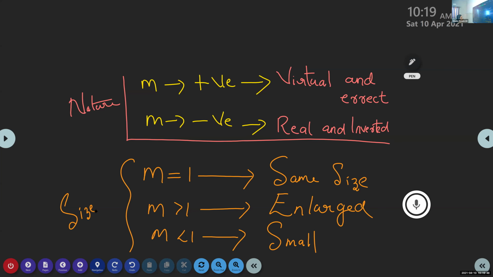If M is positive, it is virtual and erect. If M is negative, it is real and inverted. Similarly, if M is equal to 1, image size is same as that of the object. If M is greater than 1, we get an enlarged image. If M is less than 1, we get an image which is smaller in size as compared to the size of the object.